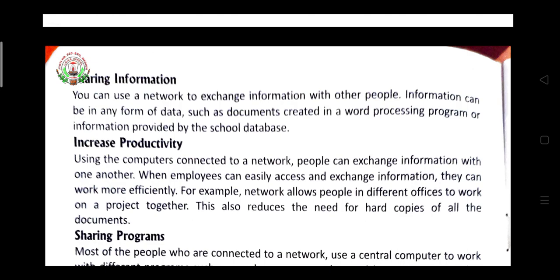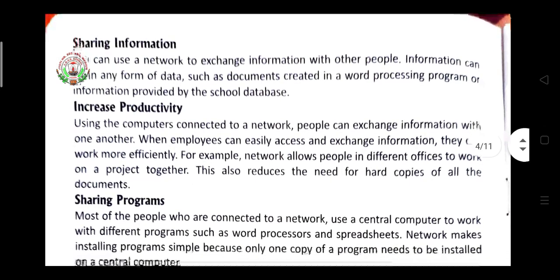Suppose you are sitting at system number 5 and the data is on system number 2. If the computers are not in network mode, you have to go to system number 2, put in your CD or pen drive, then copy all the documents to your pen drive, then again move to your system number 5 and then access the data. Like this, it takes time, so you have to first connect all the computers with each other and create a network, and then you can access anything from any computer which is connected to your computer.